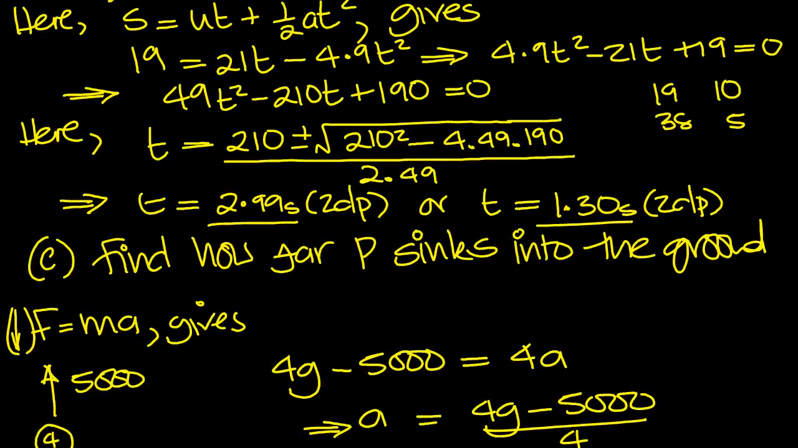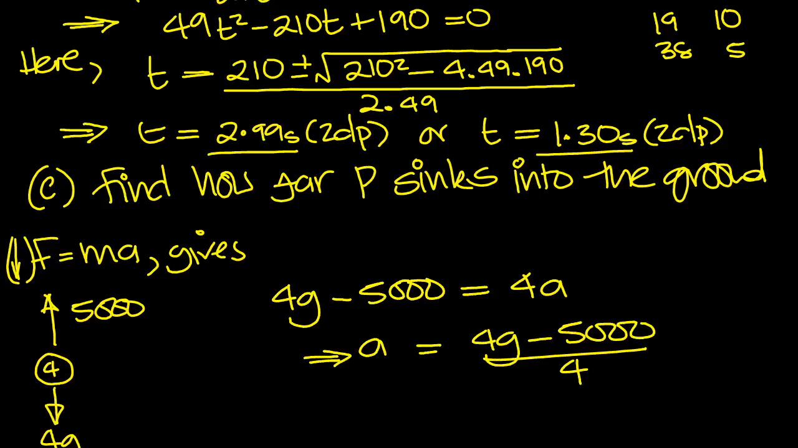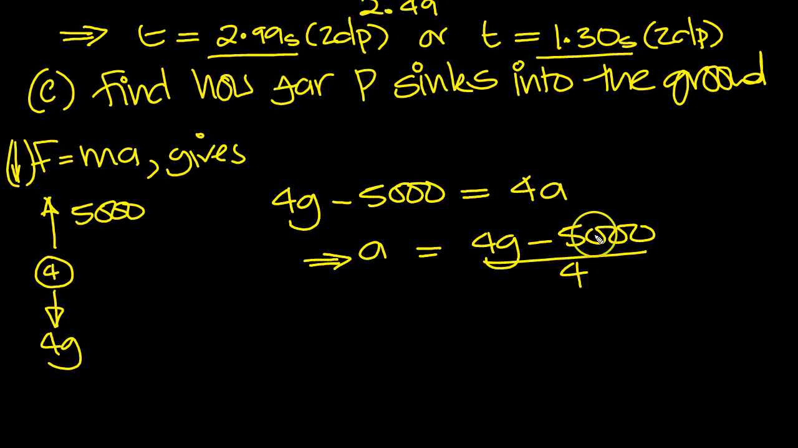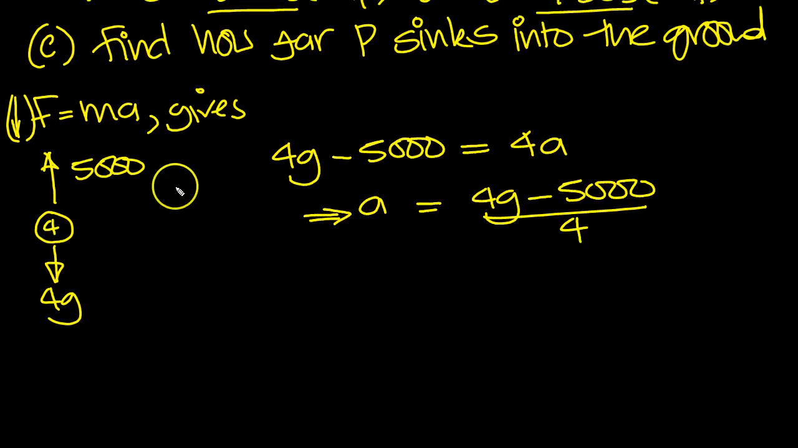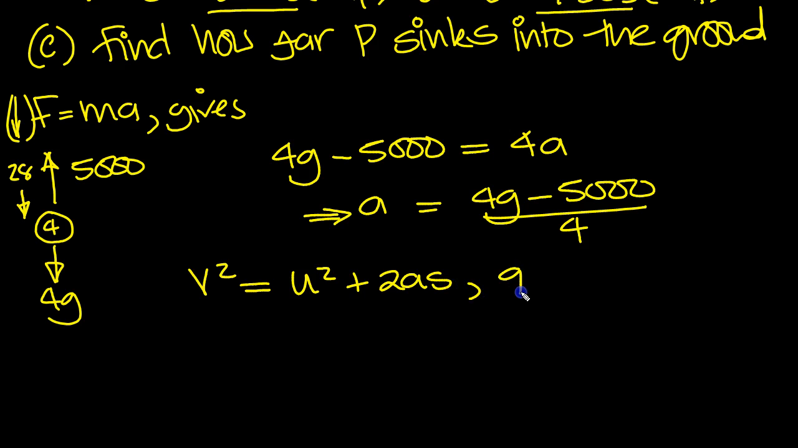Part C. Find how far P sinks into the ground. Okay, so we now know the acceleration. We want to find out how far it sinks into the ground. The initial speed downwards was 28. Okay, so v squared equals u squared plus 2as, isn't it? When it stopped sinking, the v will be 0. The initial speed was 28. And the acceleration is this. So it's plus 2 lots of this.